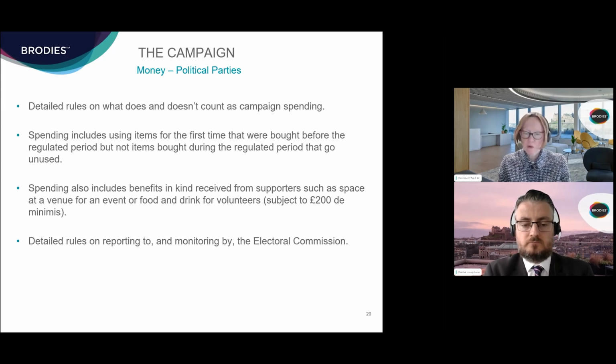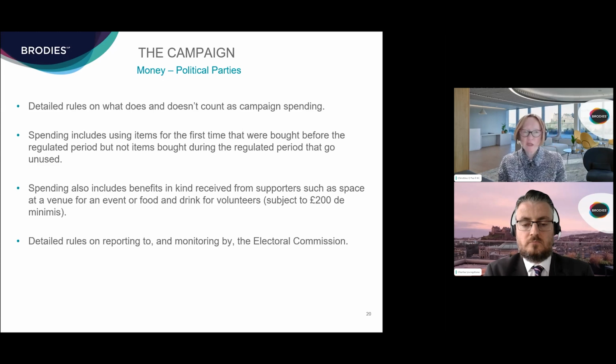And if you're a political party, you have to comply with the detailed rules on reporting to and monitoring by the Electoral Commission. The things that count as spending are the things that you would expect: party political broadcasts, party advertising, leaflets and the like, but it doesn't include some things that are, in my view, quite surprising.